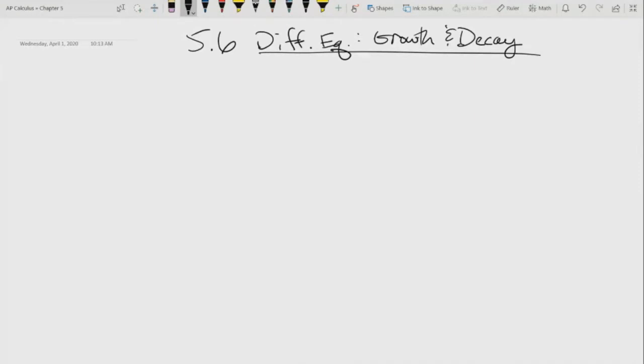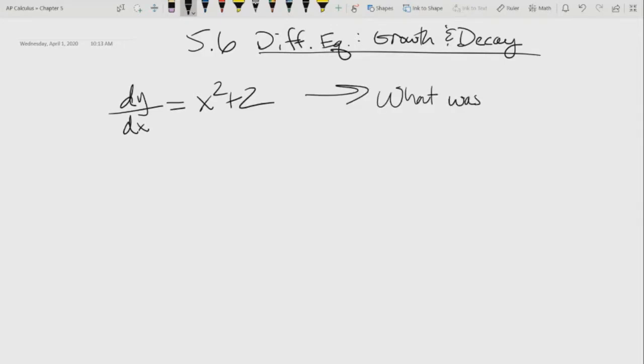So in the past, we've done differential equations. A differential equation is something like this: dy/dx equals x squared plus 2. That's a differential equation because it's an equation that's been differentiated. We took the derivative of y with respect to x. But usually when we look at these, our question is, what was y equal to? Like, that's usually what we do on these.